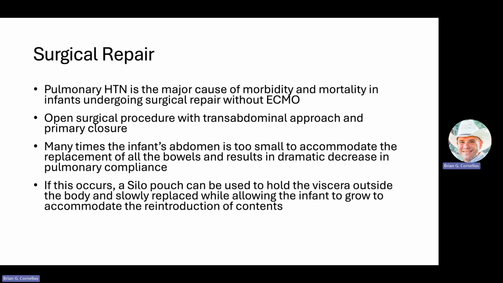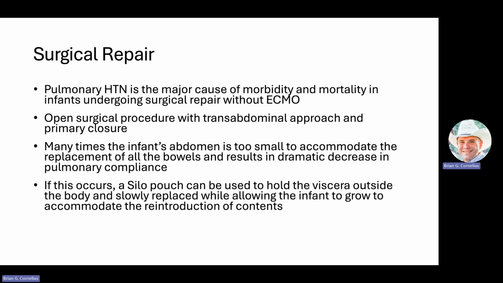So when we start thinking about things that are kind of problematic after that initial period, pulmonary hypertension is really the biggest cause of morbidity and mortality in these patients if they don't go on ECMO. So what we try to do is, again, focus on things that reduce that pulmonary hypertension in the short term. So nitric oxide is a big one, as is PGE1 medications.